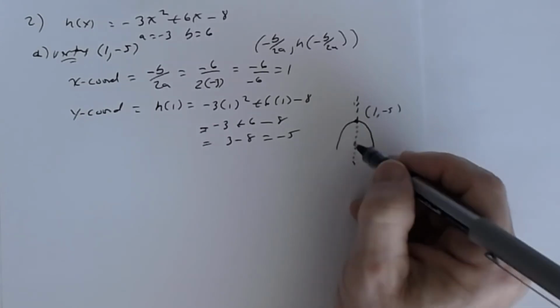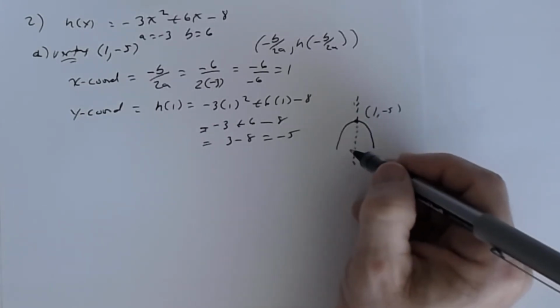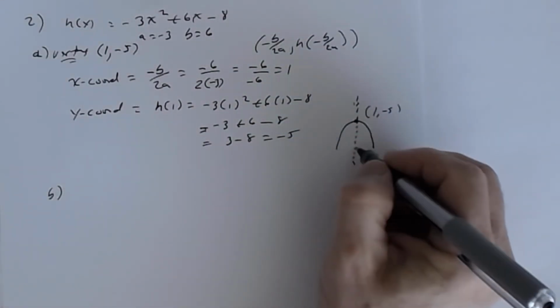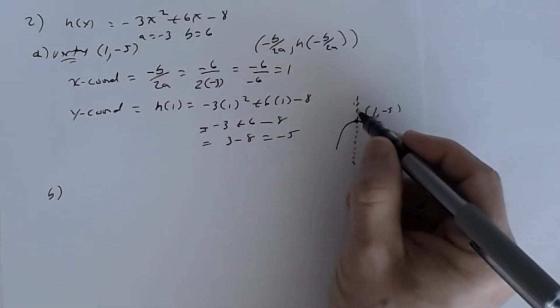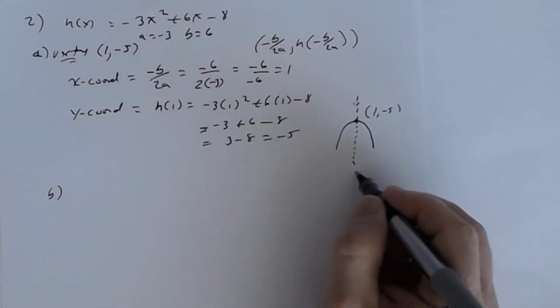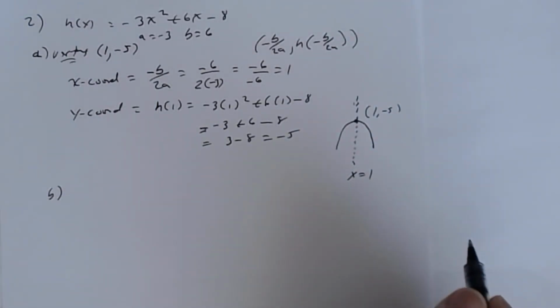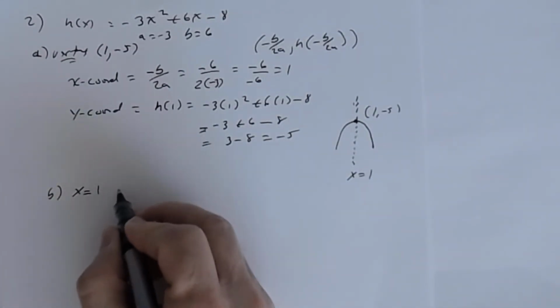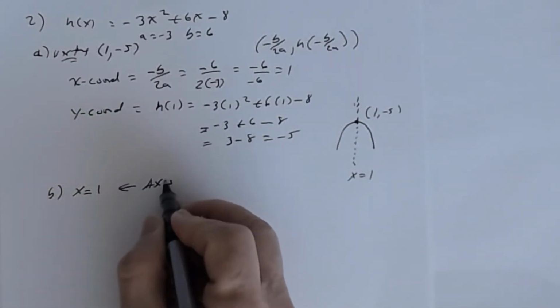Now you have to determine the axis of symmetry. That's part B. So part B, remember, it's a vertical line. In a vertical line, the x-coordinate is always the same thing. In this case, it's always 1. So you can say x equals 1 is the equation for the axis of symmetry. So x equals 1. That's your axis of symmetry.